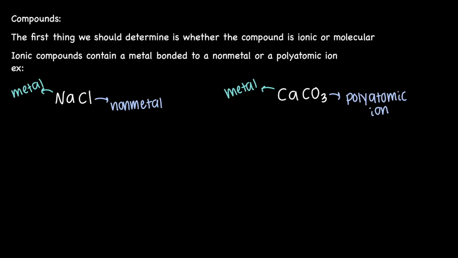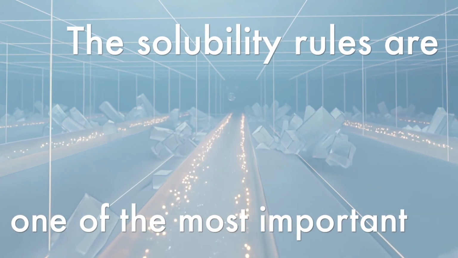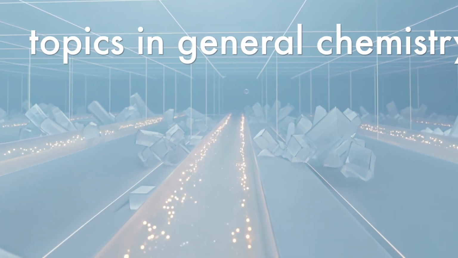For example, sodium chloride, NaCl, is ionic because sodium is a metal and chlorine is a nonmetal. Calcium carbonate, CaCO3, is also ionic because carbonate is a polyatomic ion. To determine the state of matter for ionic compounds, we use the solubility rules. The solubility rules are one of the most important topics in general chemistry.